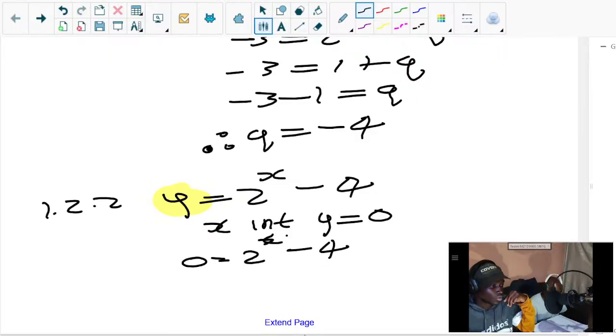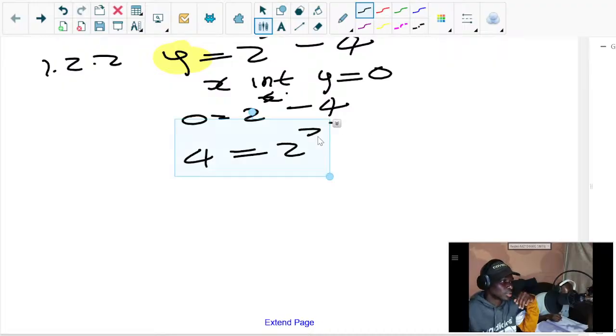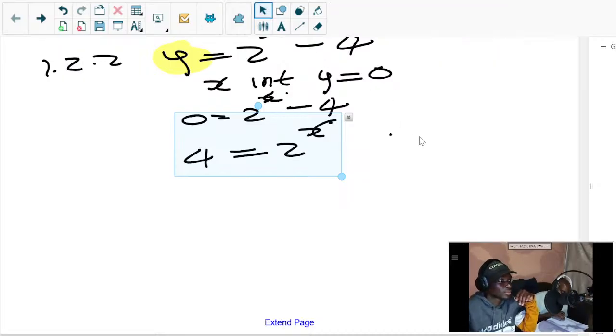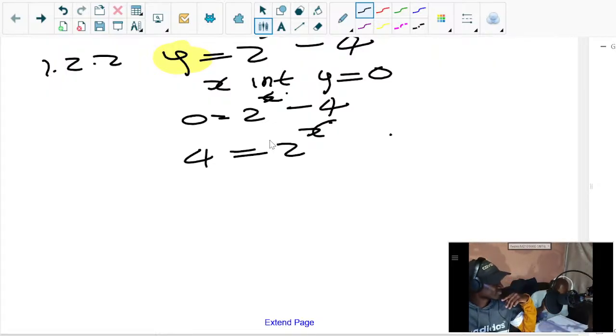Then I'll transpose 4 to the other side. After that, we'll have 4 is equal to 2 to the power of x. This is not like the earlier case where you have 1, it was like a quotient. Be aware. So we have 4.